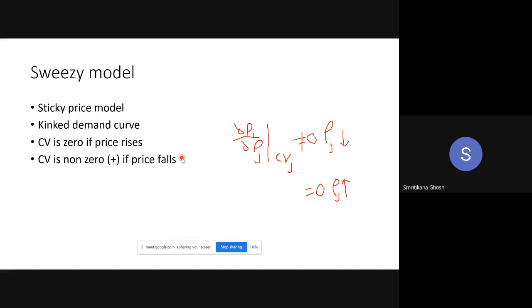Now I am coming to the second bullet. That is the kinked demand curve. Okay. So what about the kinked demand curve? Why kinked demand curve? That is the thing, no? Here also I have to draw. Where is my pen? Yes.